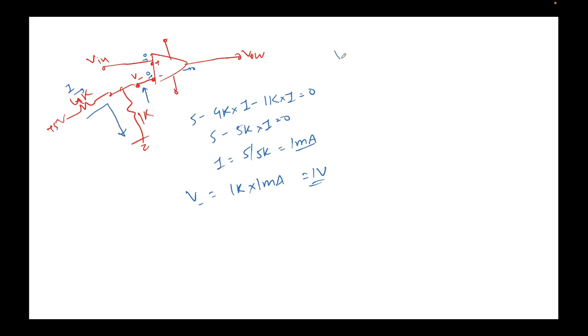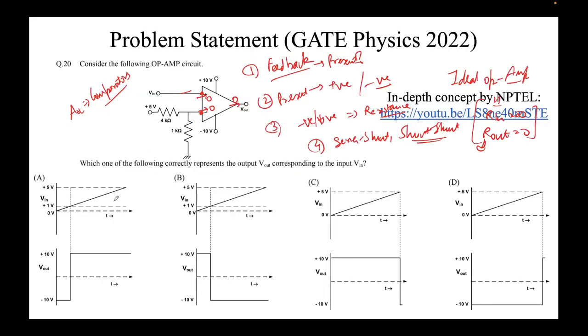What does this mean? Whenever V in is greater than 1 volt, we will get plus V sat, and when V in is less than 1 volt, we'll get minus V sat. Very simple problem. So this is our V in. When V in is greater than 1 volt, we should get plus V sat, and when V in is less than 1 volt, we should get minus V sat.